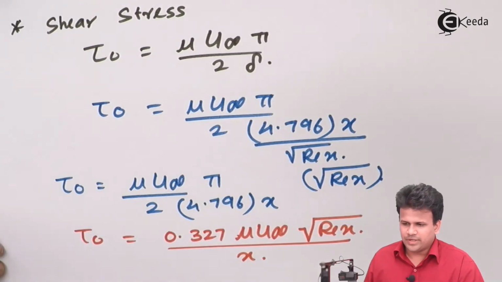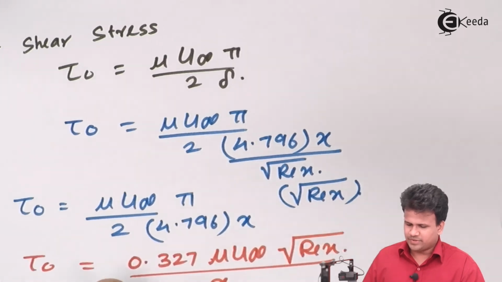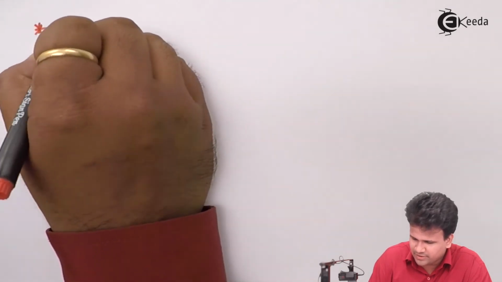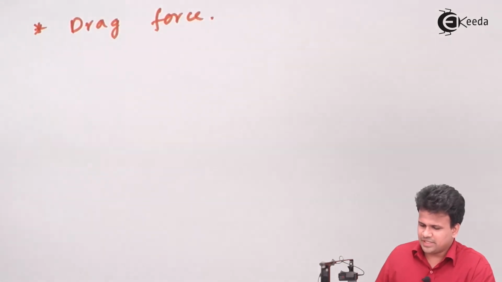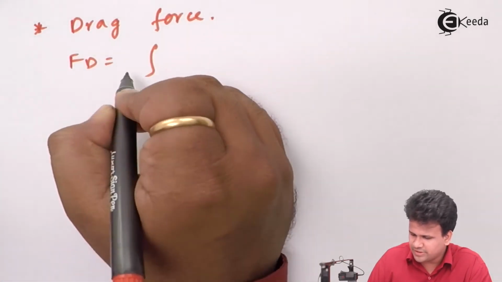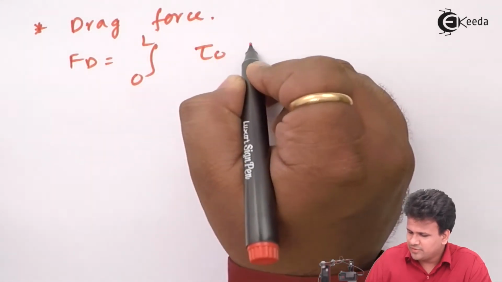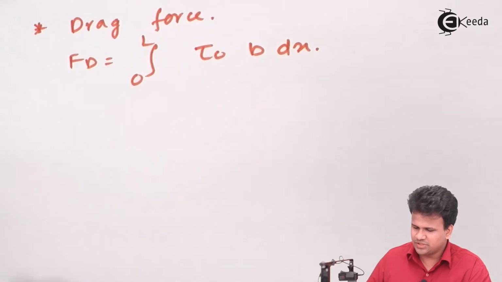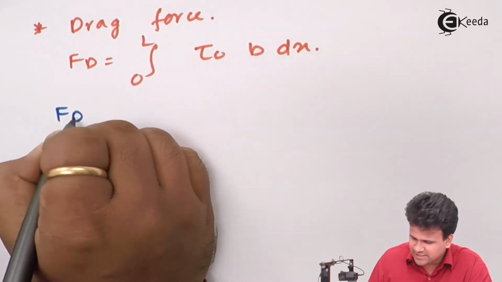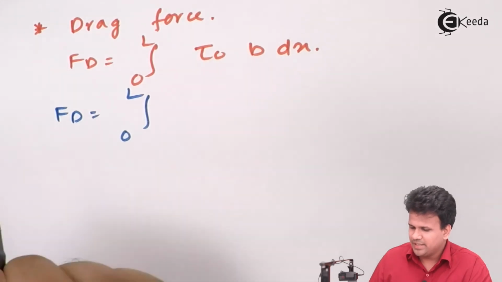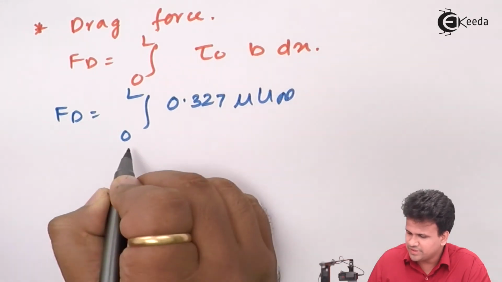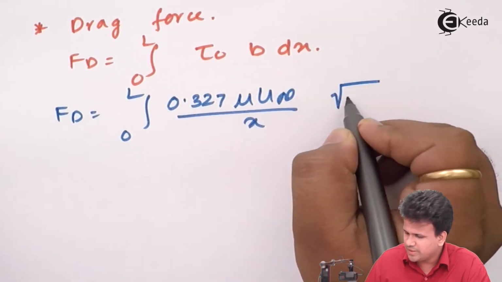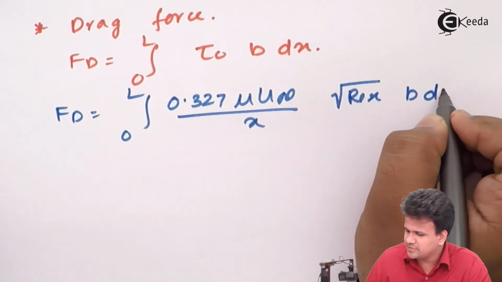Now let us calculate the force due to drag. So that is drag friction or drag force. The drag force can be written as Fd is equal to integral 0 to L tau 0 into dx. So on substituting the value of tau, we'll get Fd as integral 0 to L, value of tau is 0.327 mu into u infinity upon x into square root of Rex b into dx.